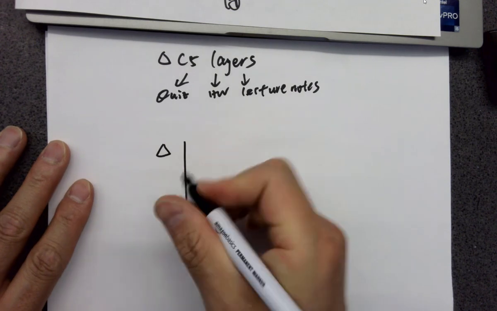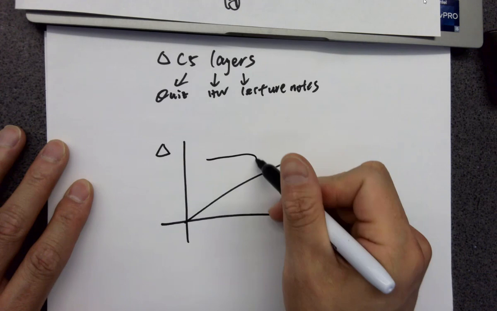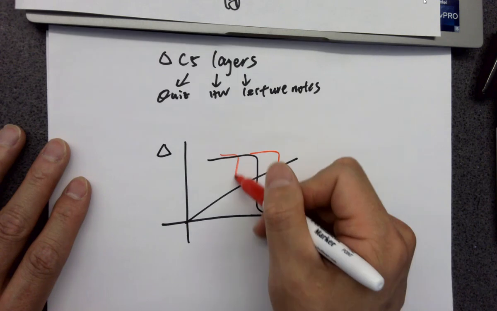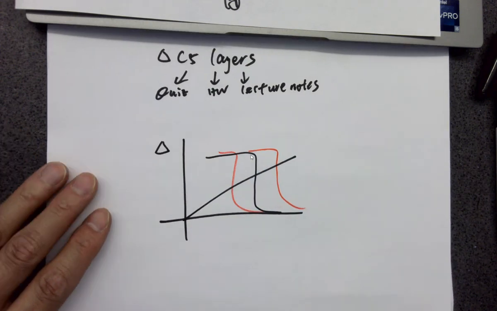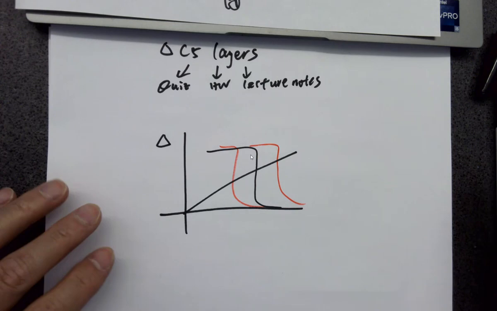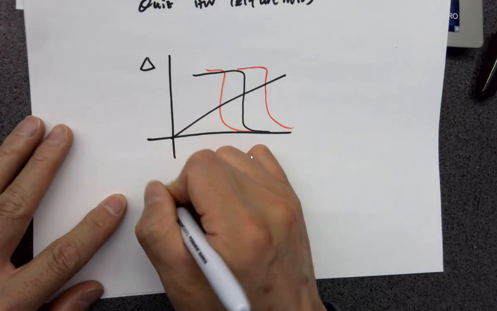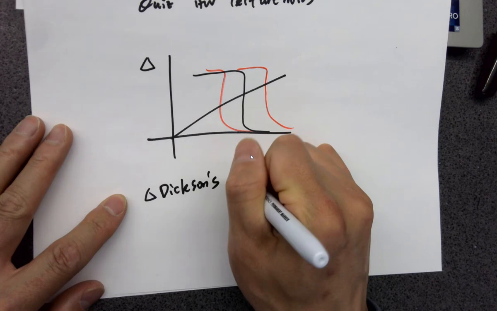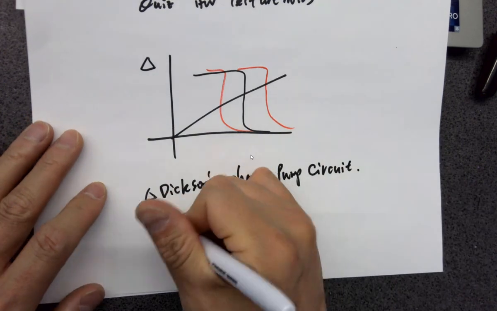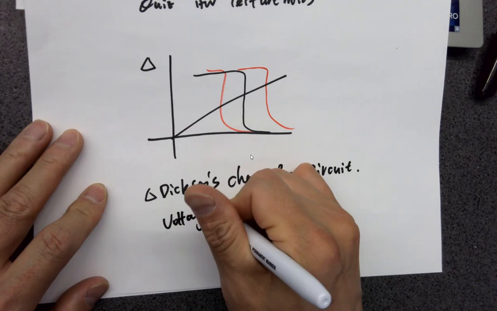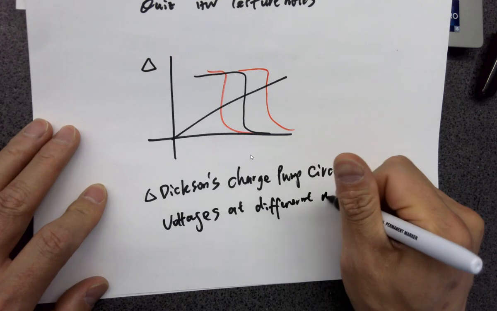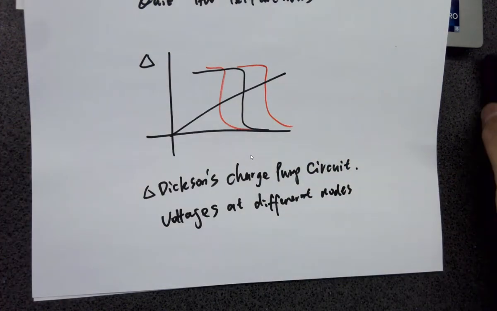DC sweep of an inverter: a higher width to length ratio will give you a shift to the left or to the right. This has been on the quiz a few times. Charge pump: voltages at different nodes. That's everything about the final.